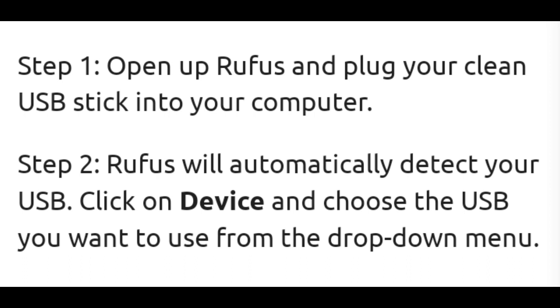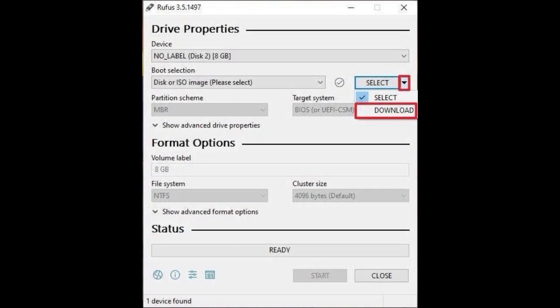Step 1. Open up Rufus and plug your clean USB stick into your computer. Step 2. Rufus will automatically detect your USB. Click on Device and choose the USB you want to use from the drop-down menu. Step 3. Make sure the boot selection option is set to disk or ISO image. Then click Select. Rufus will open a File Explorer browser window. Locate the ISO image you want to burn onto the USB and select it.